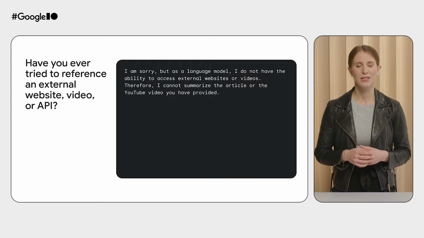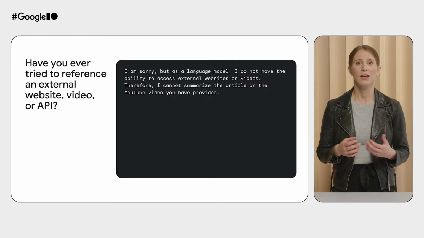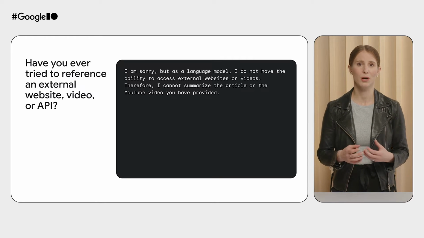Have you ever tried to reference an external website, video, or API in a prompt to a generative AI model? If so, you've also likely encountered the response that the model is not able to access external websites, documents, or videos. This happens because generative AI models do not have an inherent ability to access external content that they aren't already trained on. In other words, they lack the ability to access real-time information or interact with external systems. This is actually for a good reason, since developers, users, and customers want to be sure that the model will only reach out to external systems if and when we need them to.